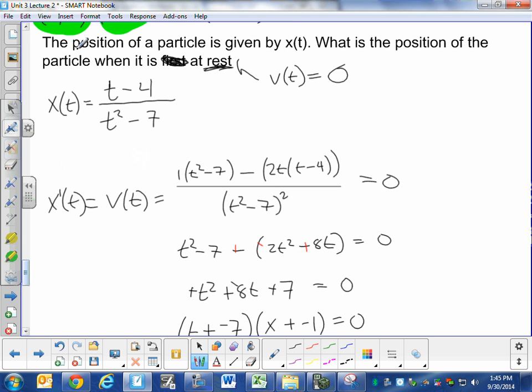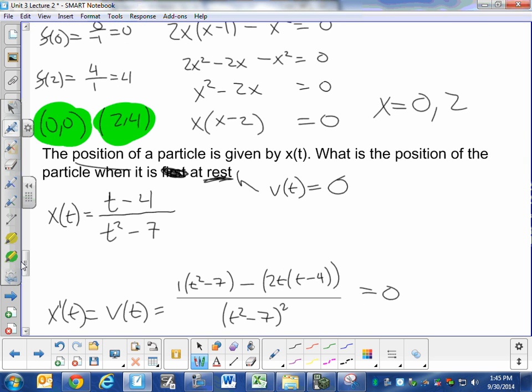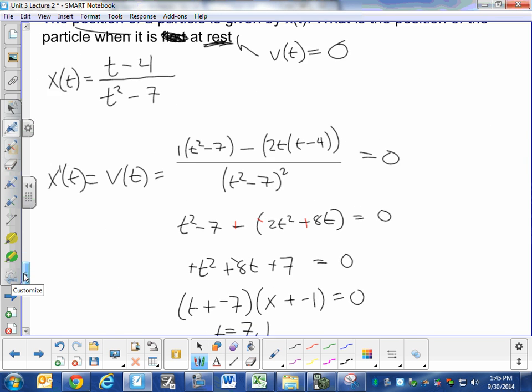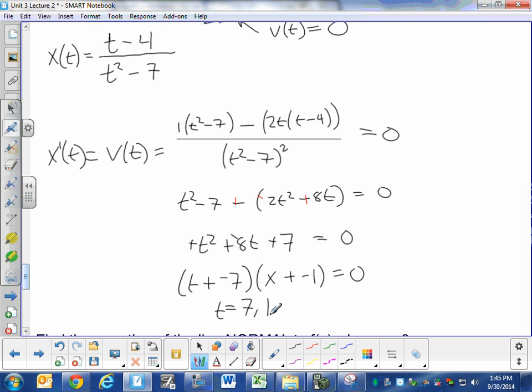The question is, what is the position of the particle when it's first at rest, or when it's at rest? So now I have 7 and 1. I need to be plugging those into my position function to see where my particle is located. What looks like a completely different problem ends up being the exact same as the previous problem we did, just with different terminology. And of course, 7 and 1 can be plugged into my denominator. It won't make it 0, won't be undefined.